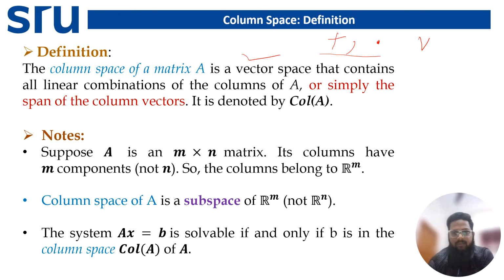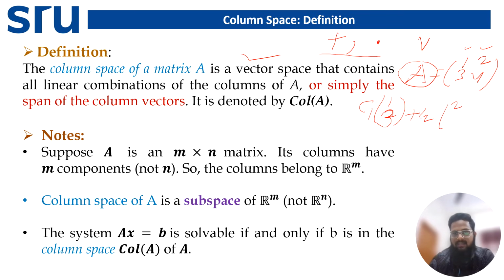So the column space of a matrix A is also one kind of vector space which will contain the linear combinations of the columns of A. So suppose A is a matrix like 1, 2, 3, 4. I am taking an example of a 2 by 2 matrix. If you see the columns, it has two columns. So the linear combination means that if we take two arbitrary constants, C1 into the first column vector (1, 3) plus C2 into the second column vector (2, 4), this is called a linear combination of the column vectors.